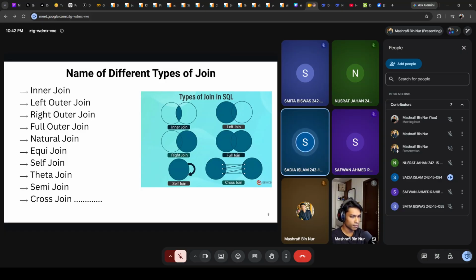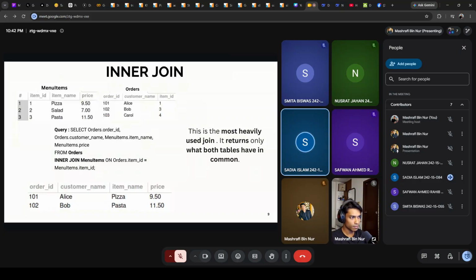My previous team member has introduced you to joins. I'm going to talk about several types of joins, including inner join, left join, right join, full outer join, natural join, equi-join, and so on. Each type of join works differently depending on what data we want to retrieve. For example, an inner join returns only matching records, while an outer join can also include records that do not have a match. In the next slide, I will explain some of the most commonly used joins with examples. Next slide.